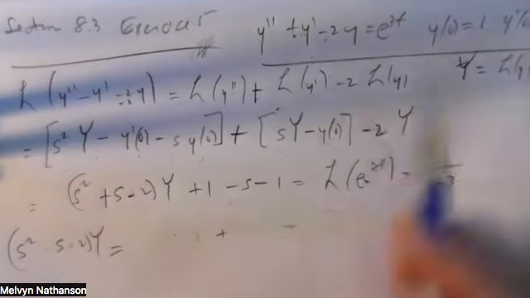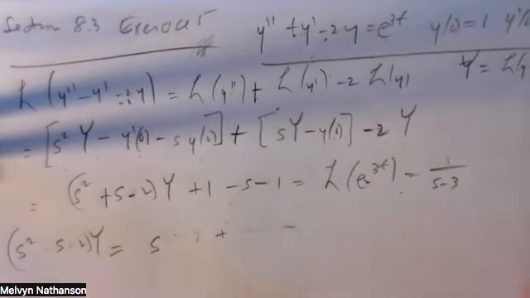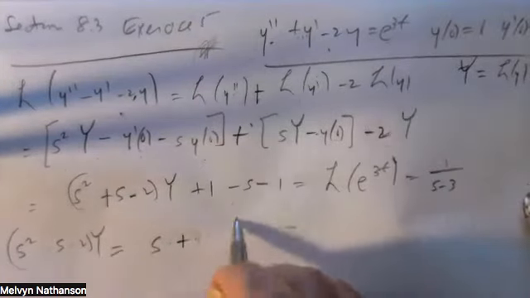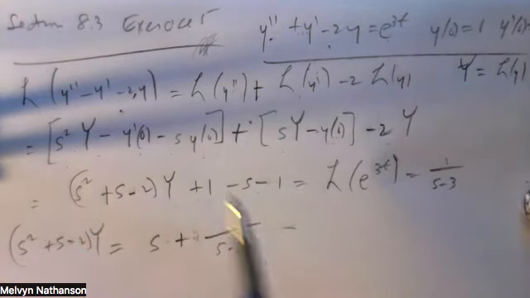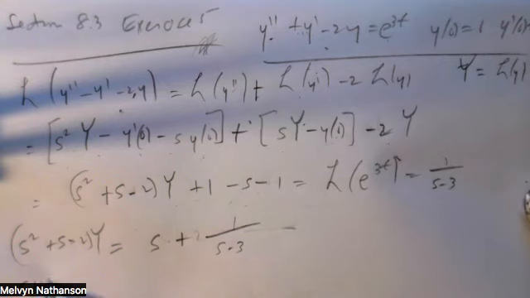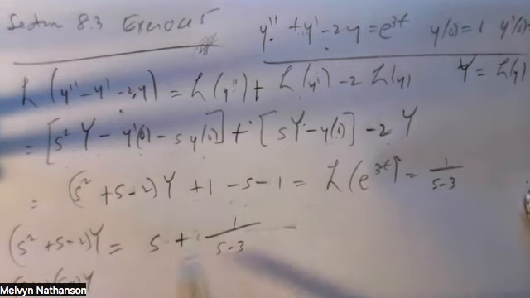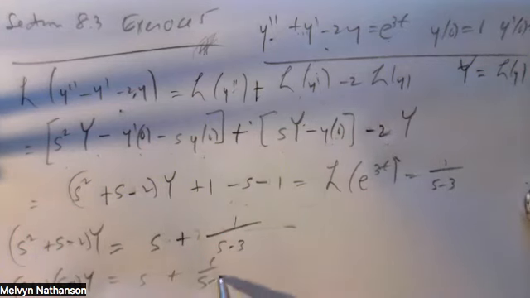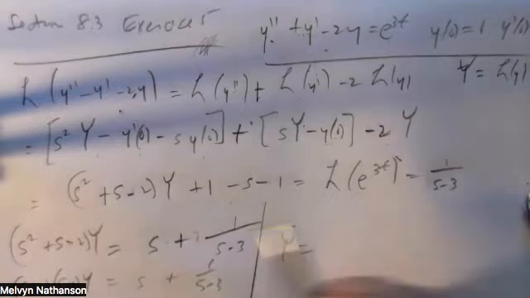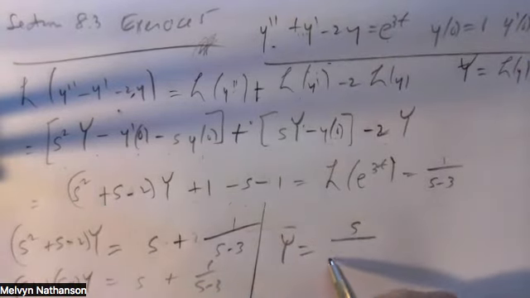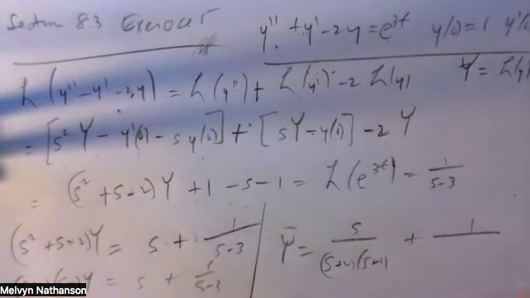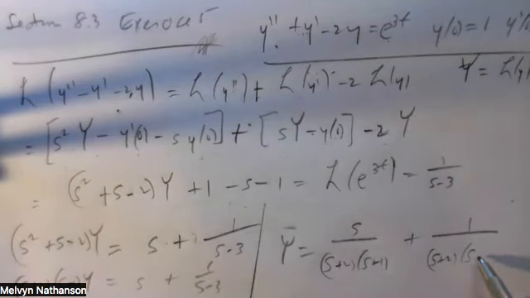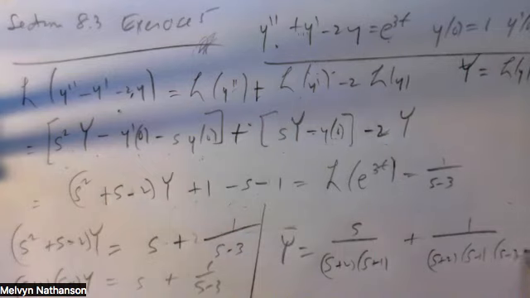I have s plus one over s minus 3. And this is s squared plus s minus 2, which is the same as s plus 2, s minus 1, times Y equals this. So Y is equal to s over (s plus 2)(s minus 1), plus 1 over (s plus 2)(s minus 1)(s minus 3).